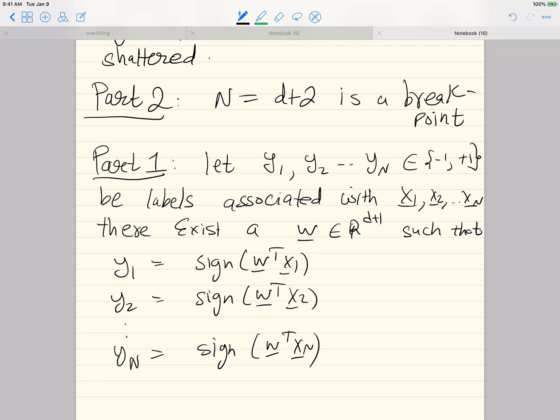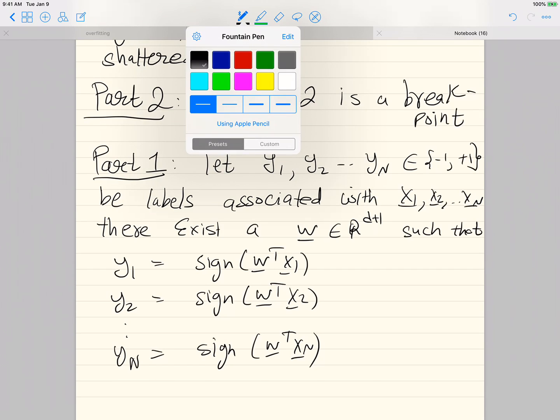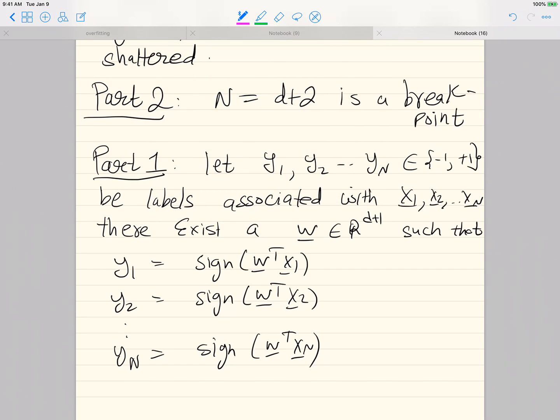So this looks a little complicated because sign is a nonlinear function. So let's do one simplification. Let's not worry about the sign. Let's say hypothetically I did not have a sign function. I just had y1 equals W transpose x1, y2 equals W transpose x2. So I do not worry about the sign function at all. Can I solve for W now?